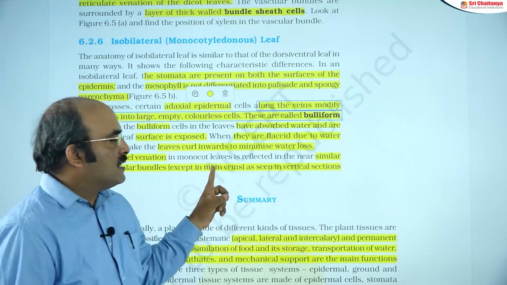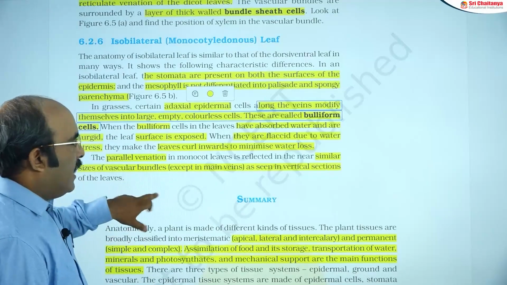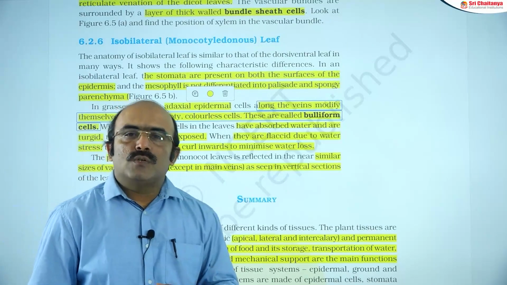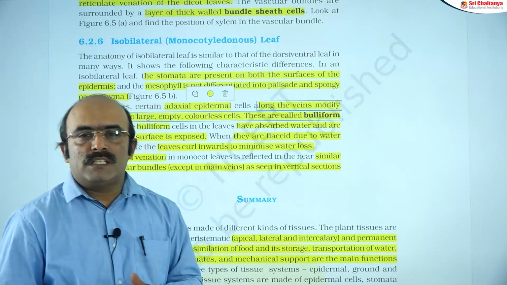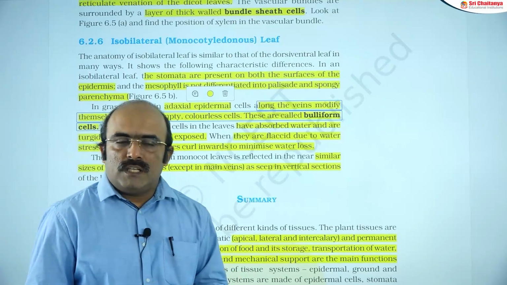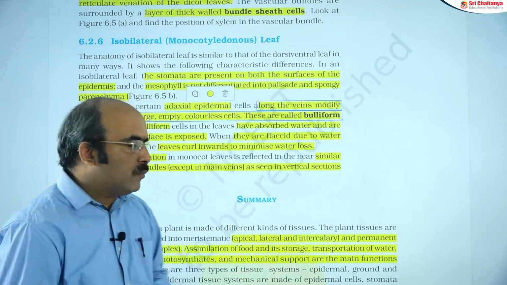And these bulliform cells are seen in the grass leaves towards the upper epidermis. And because the monocot leaves show parallel venation, you find that the size of the vascular bundles is almost the same, but it doesn't differ like that of the dicot leaves, which show the reticulate venation.